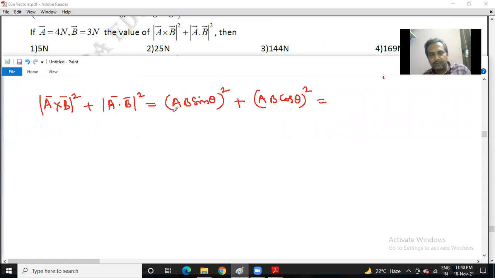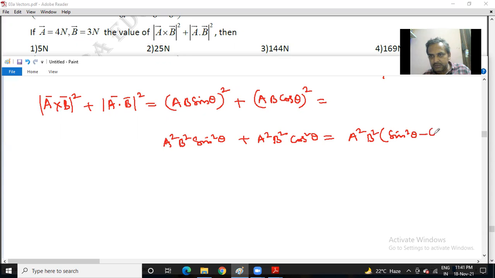A is given as 4. So it will be A square plus B square sin square theta, plus this is also A square plus B square cos square theta. If you take out common A square and B square, you will get sin square theta plus cos square theta, so its value is 1. So you'll get only A square plus B square.